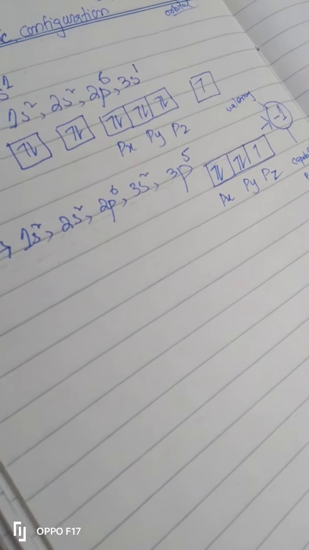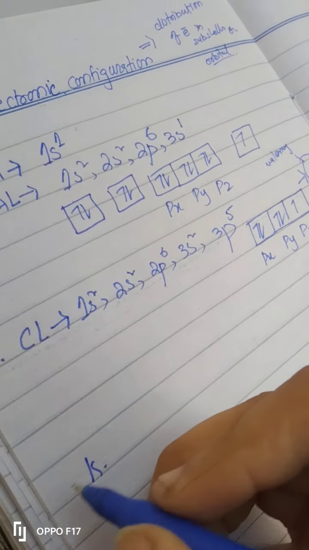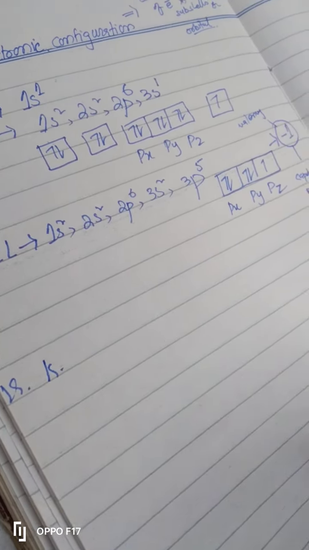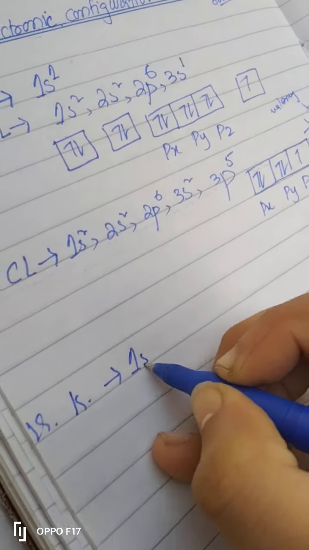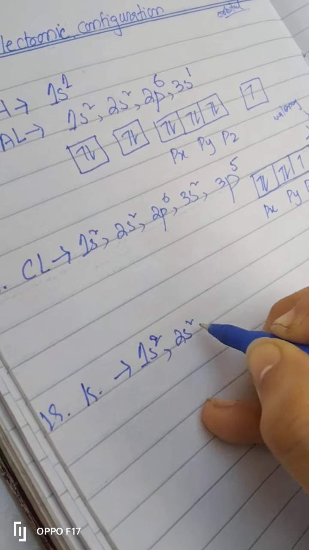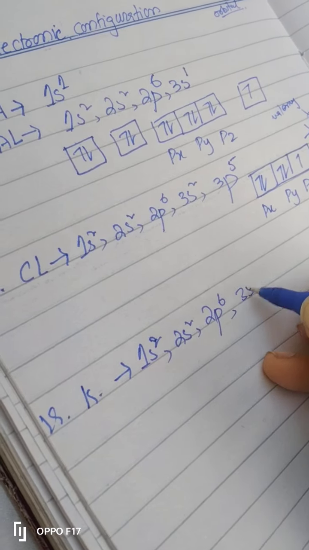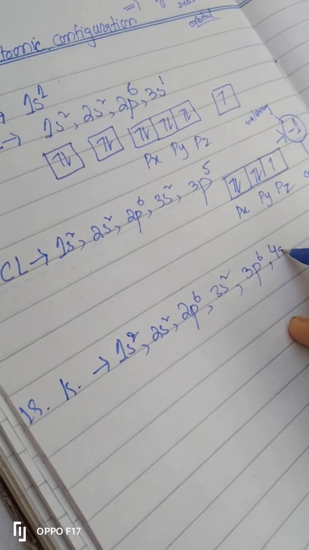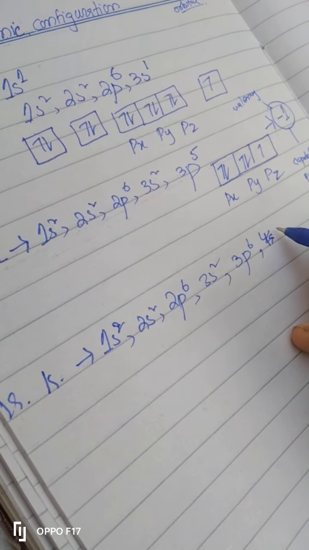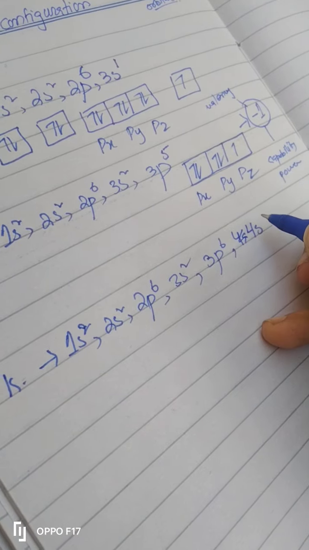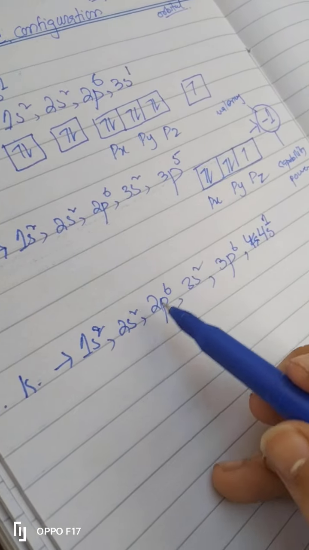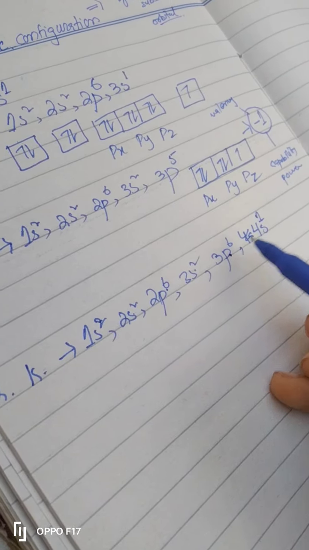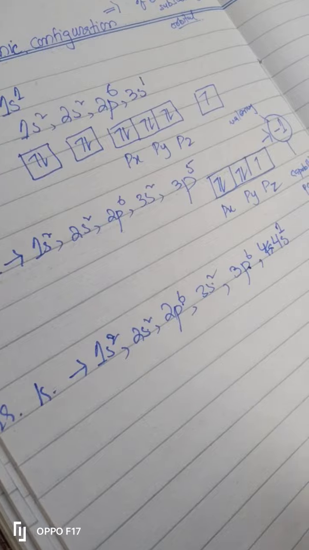So let's find the electronic configuration of potassium, which is 19, right? The atomic number of potassium is 19. 1s2, 2s2, 2p6, 3s2, 3p6, 4s1, right? That makes 19.